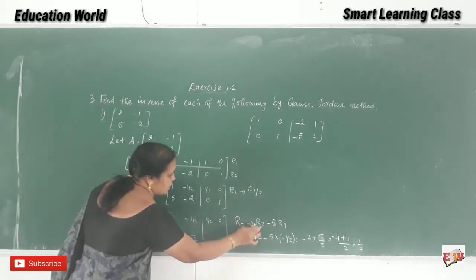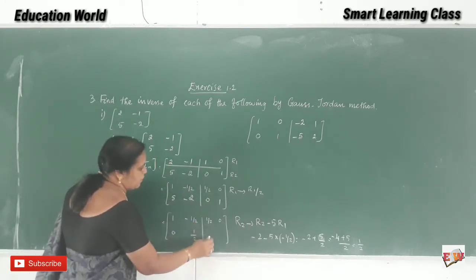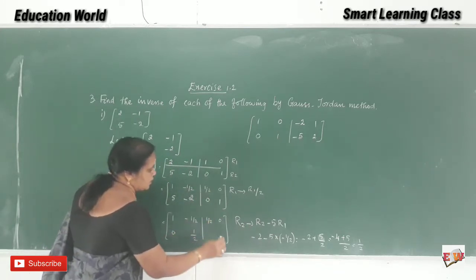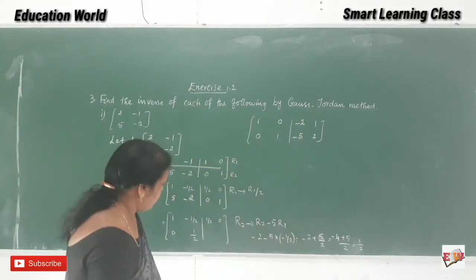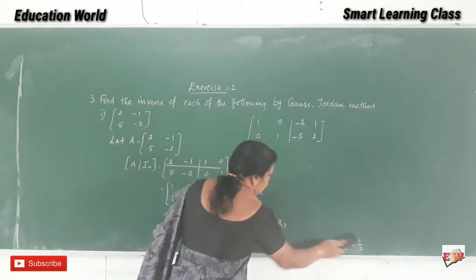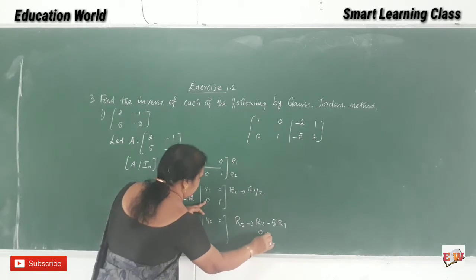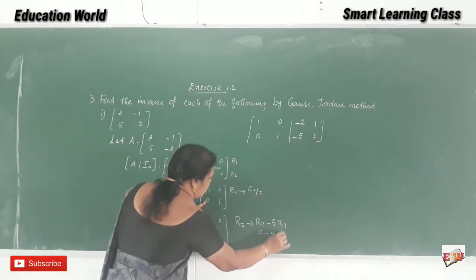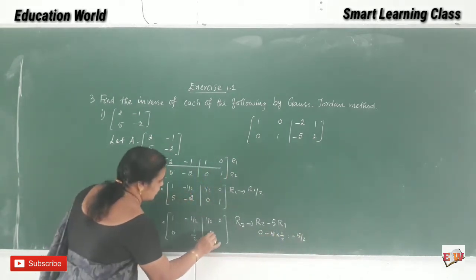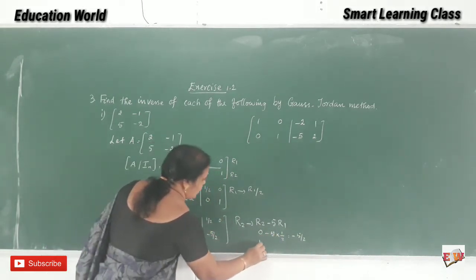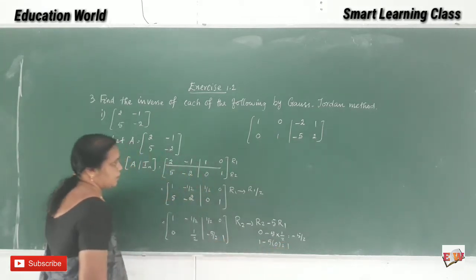Here 0 minus 5 R1. What is that? See, for this, 0 minus 5 into R1, so minus 5 by 2. Here 1 minus 5 into 0 is 0, so here the value is 1. Okay.